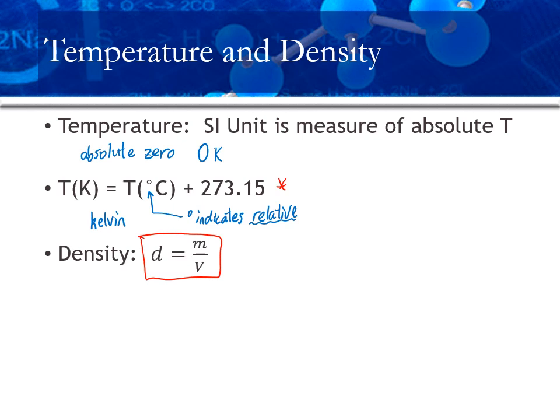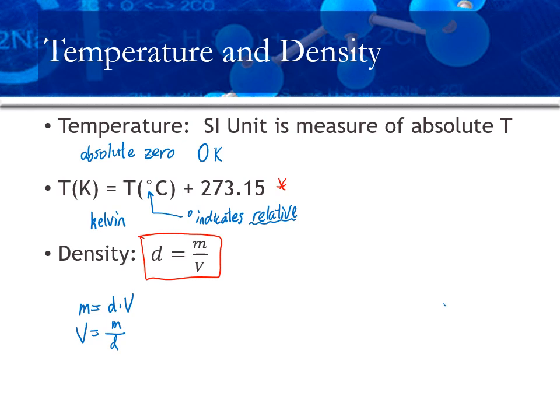Anytime we have some new equation like density equals mass over volume, which I assume you've seen before, you should be able to calculate any variable in that equation. So mass in this case would be density times volume, or equivalently volume is equal to mass divided by density. Any algebraic rearrangement of this equation is fair game, and I should be able to assume that you can use any variant of the equation.